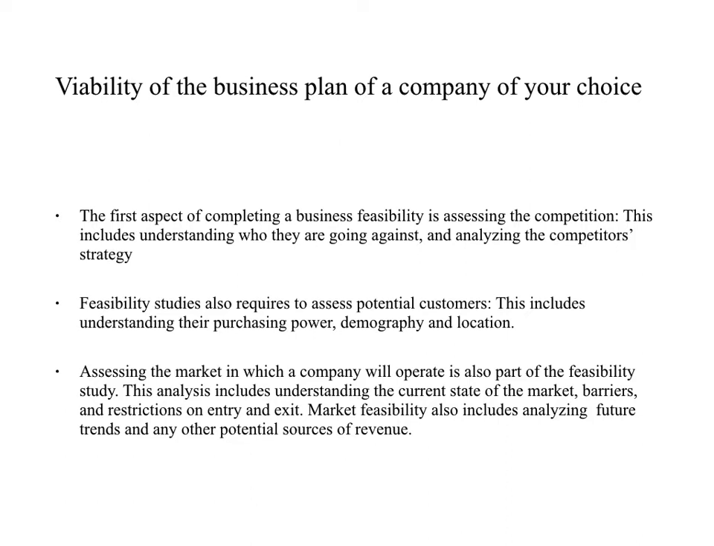Next, it's important to assess the market in which you will operate. For a business to launch, it's vital to understand the current state of the market they're going to operate in. What are the barriers to entry? What are the restrictions? How easy is it to enter and exit? That will also help you understand how you will face competition. Market feasibility also includes analyzing any future trends and any other potential sources of revenue in the future.